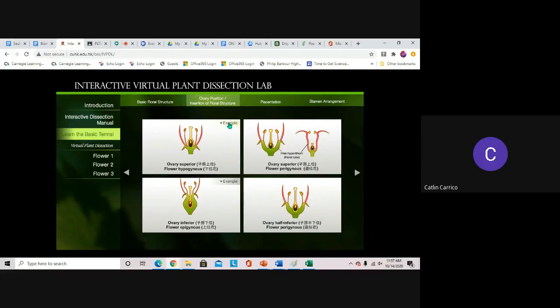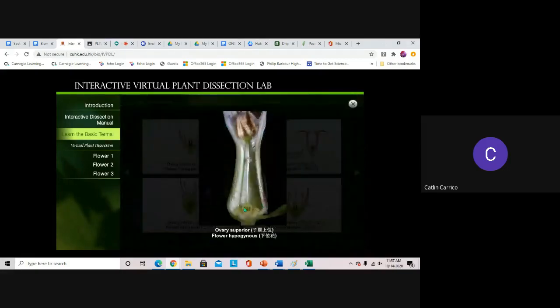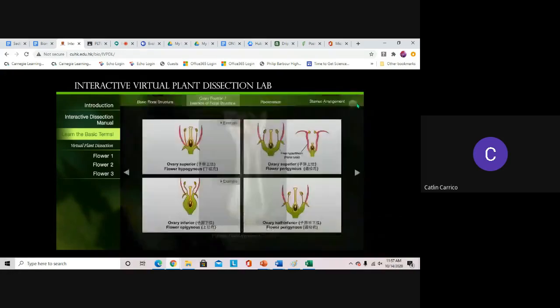Now your ovaries can have different positions based on the flower. This is called Ovary Superior. That means the ovary is larger. The flower is hypogynous. For example, we look here, the ovary takes up the most space. Right? Ovary Superior means that it takes up more space. Everything else is smaller.